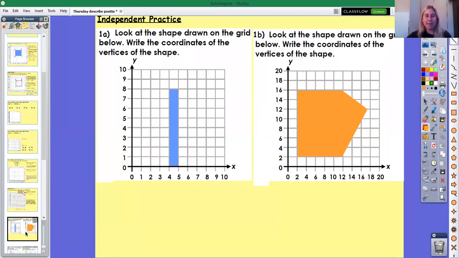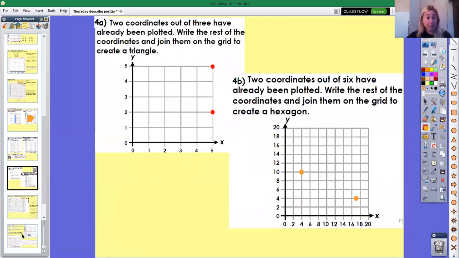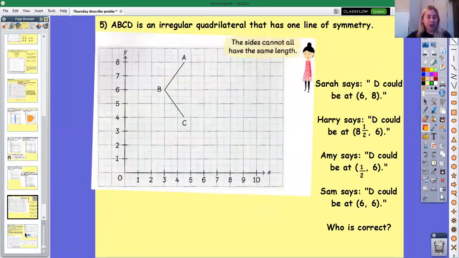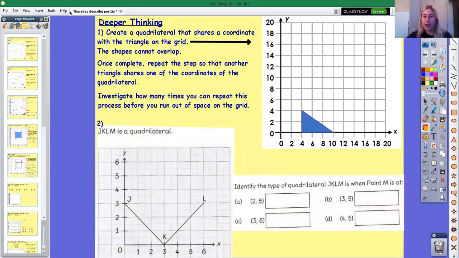Okay, now it's time for your independent practice. So have a look at the questions. Use the skills that you've been taught this lesson, and you've also got some deeper thinking questions to try out too. The answers are at the end, so please don't skip ahead. And I hope that you enjoy recapping coordinates and thinking a bit more deeply about them in terms of describing where polygons and letters and things go.